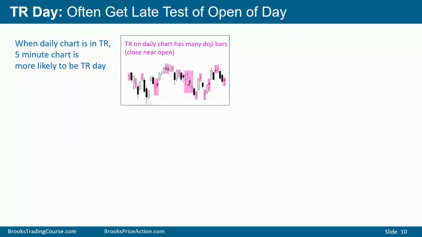Here's the daily chart. You can see it's sideways with lots of reversals every 2, 3, 4 bars, and a lot of bars close near the open. All of these pink boxes highlight bars that are closing near the open. When the daily chart is in a trading range, the 5-minute chart will have a lot of trading range price action. There'll be some trend days like here, but they'll usually reverse within a day or two.